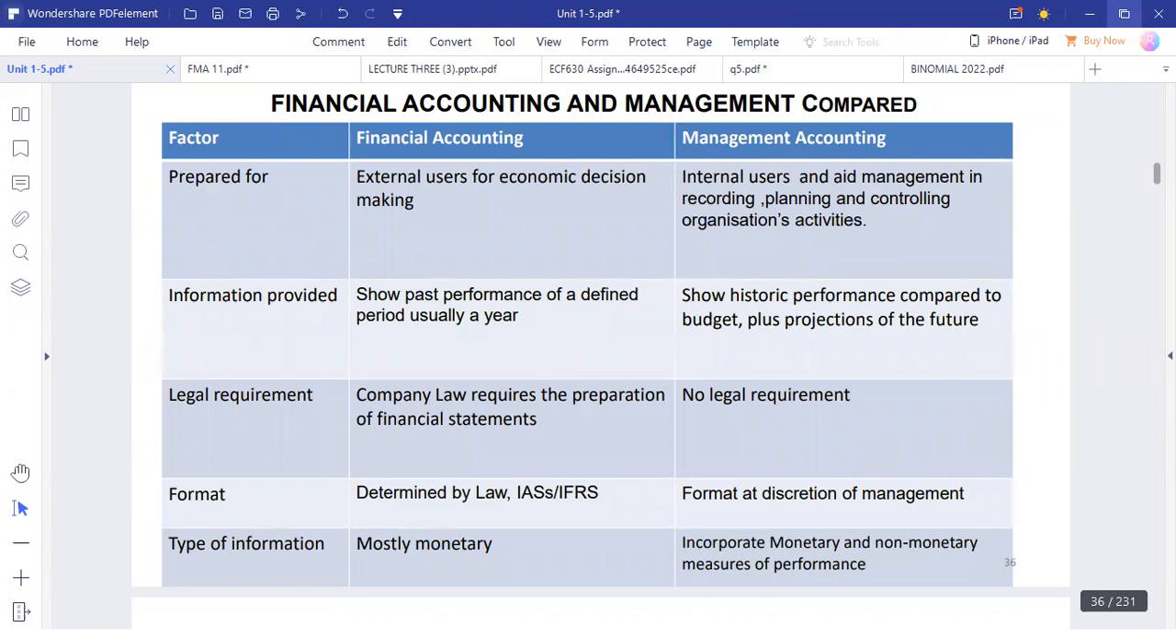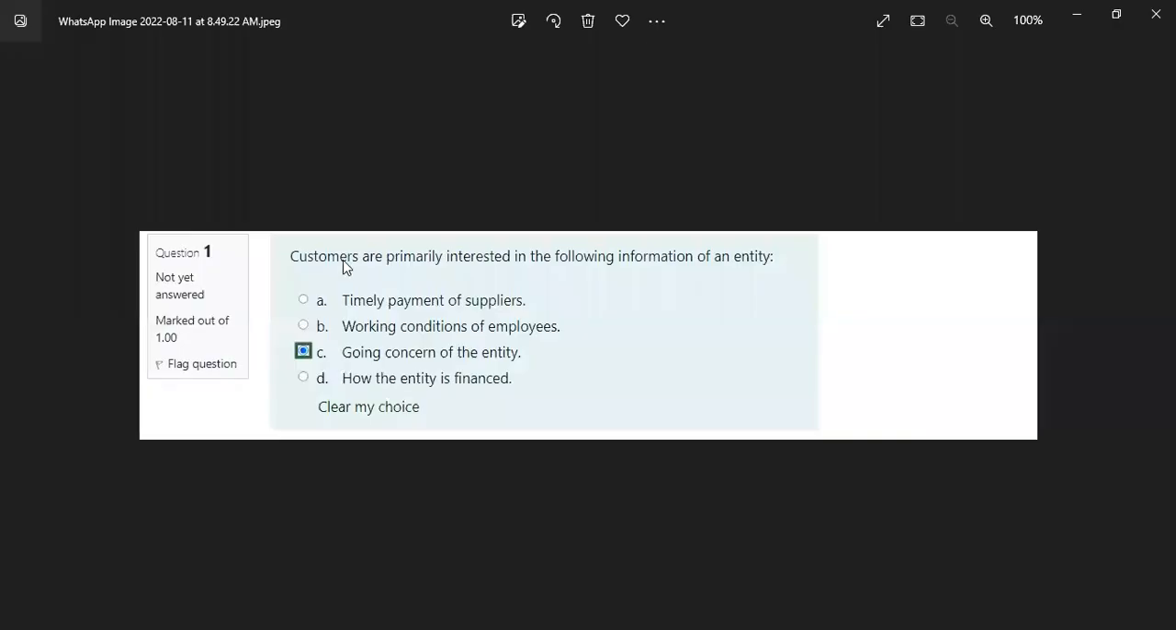Quickly, we can go to some quiz questions based on what we have just explained. So number one, we're being asked, customers, amongst the users of financial information, what are they primarily interested in? Timely payment of supplies, working conditions of employees, going concern of entity, how the entity will be financed. So we said they want the going concern so they know whether they'll be supplied perpetually.